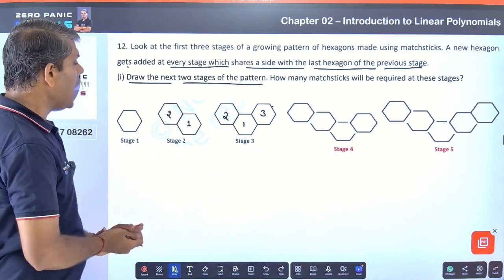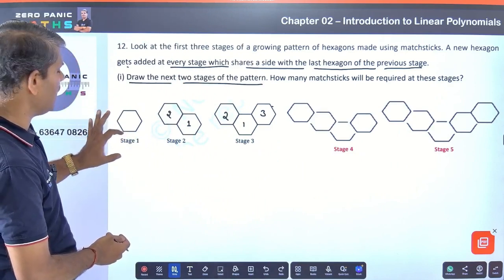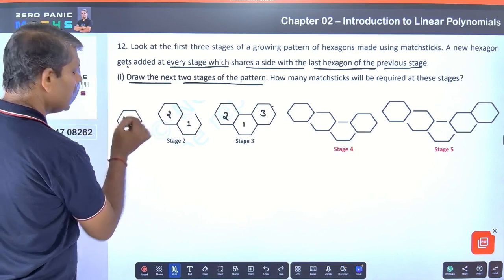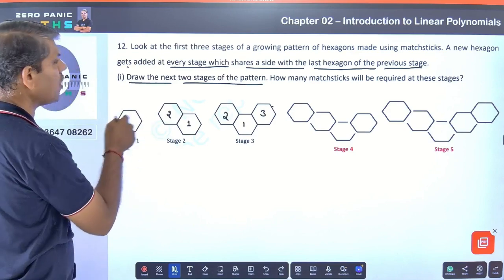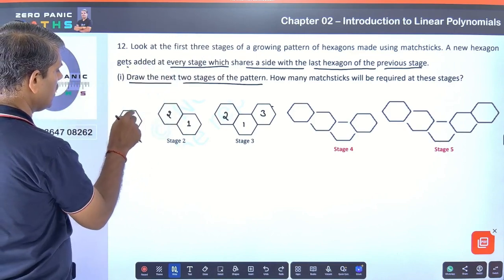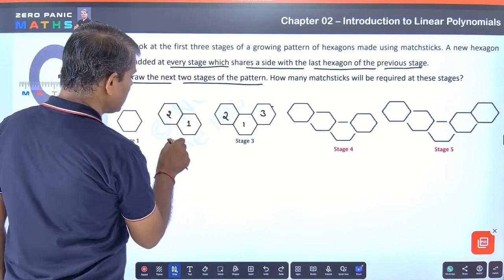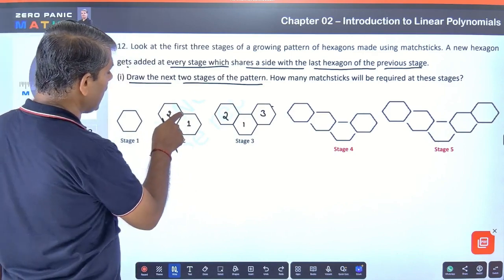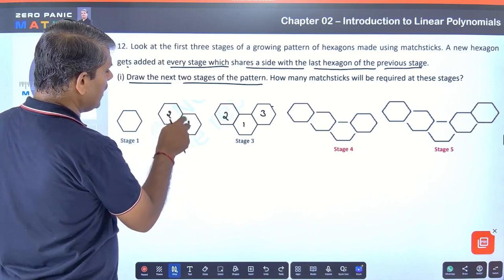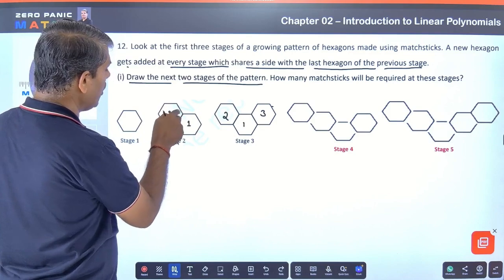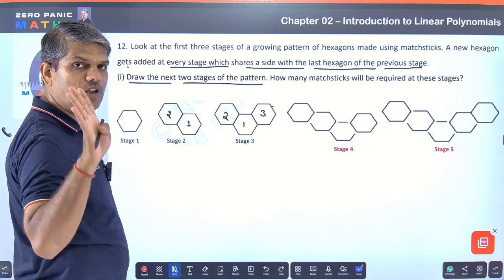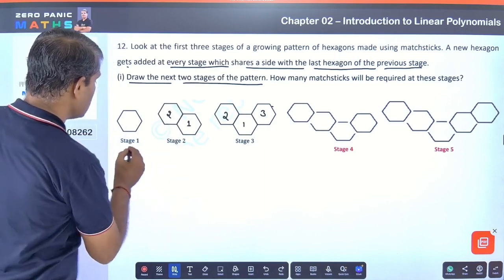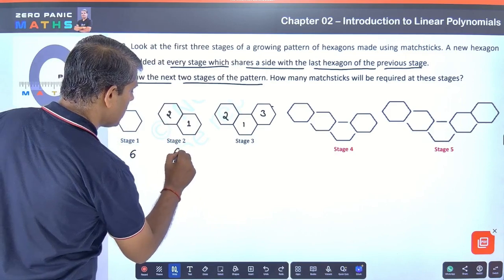Now let us find out how many matchsticks were required at every stage. At stage 1, if you count the matchsticks, 1, 2, 3, 4, 5, 6, it is a hexagon, so 6 matchsticks. But in stage 2 it is not exactly 6 plus 6, because as they have already explained, one matchstick is shared between the two hexagons. So at stage 2 it is 6 plus 5. Only 5 matchsticks are required to draw an additional hexagon.